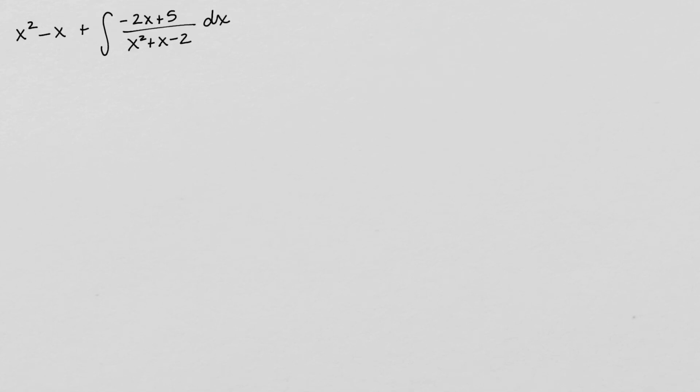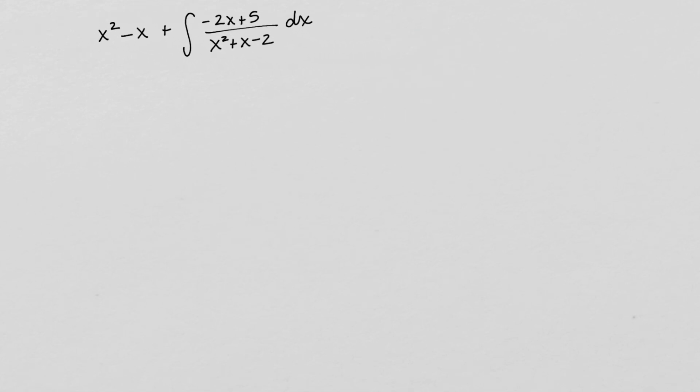Okay, so right now the integral we started with is equal to x squared minus x plus the integral of minus 2x plus 5 over x squared plus x minus 2 dx. On that fraction part, we're going to do partial fractions. My bottom degree is bigger than my top degree, and I need to factor the bottom. So what does x squared plus x minus 2 factor into? X plus 2 times x minus 1. Great.